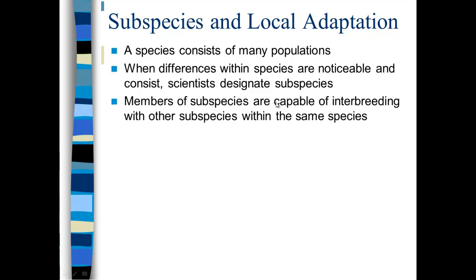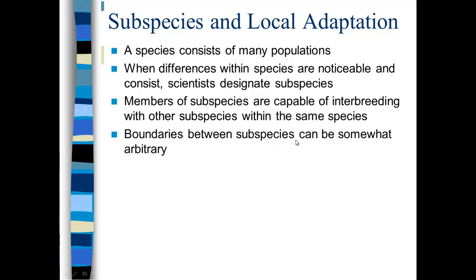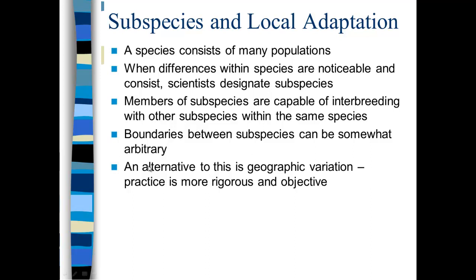And members of a subspecies are capable of interbreeding with other subspecies. They're still, if you look at the definition of species, then sexual contact should be productive and lead to reproduction. So just because you're two different subspecies doesn't mean that you would lose that, because you're still a part of the same species. And it turns out that in some subspecies, the boundaries can be somewhat arbitrary. It can be geographical variation. In terms of practice, this is more rigorous and objective.